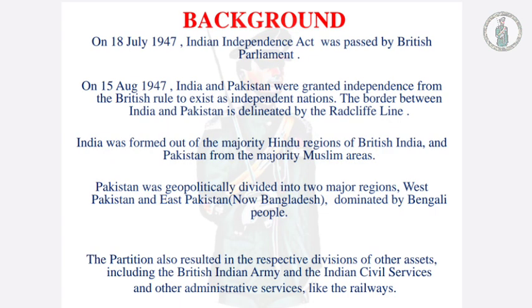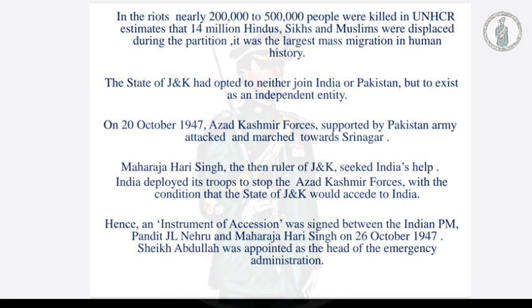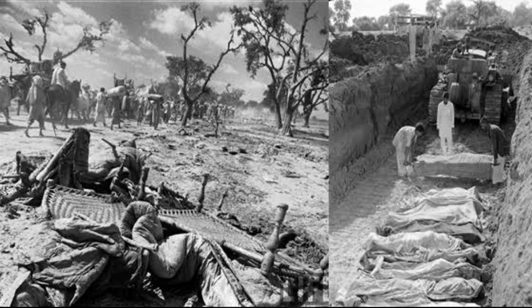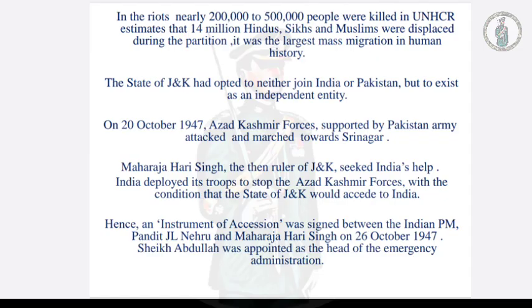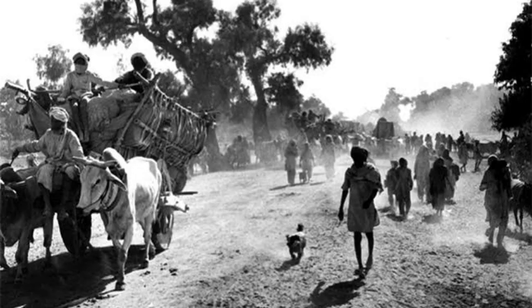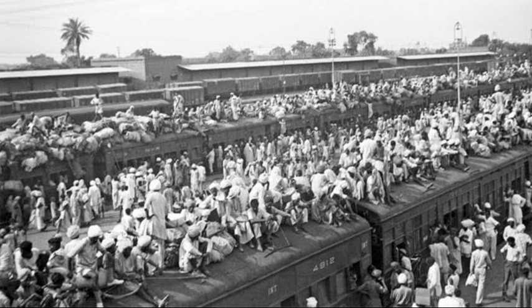The boundary between India and Pakistan was delineated by Sir Radcliffe, and that is why the boundary between India and Pakistan is known as the Radcliffe Line. The partition also led to the respective division of other departments, including the British Indian Army, civil services, and other administrative services, for example, railways. The partition also resulted in major riots, where near about 5 lakh people were killed, and according to UN figures, around 14 million Hindus, Sikhs, and Muslims were displaced, especially in the Punjab region, and it was the largest mass migration in human history.